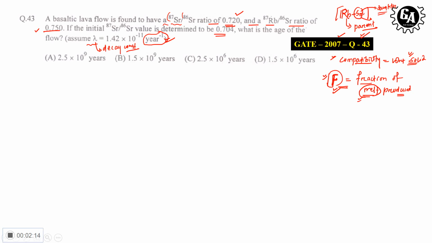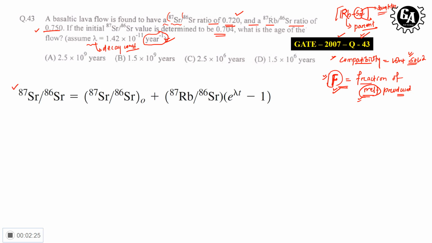So for this rubidium-strontium system, we have one age-determining equation. This is the strontium ratio present at time t, this is the initial strontium ratio, and this term describes the radiogenic strontium, produced by radioactivity. Here rubidium is the parent and strontium is the daughter.